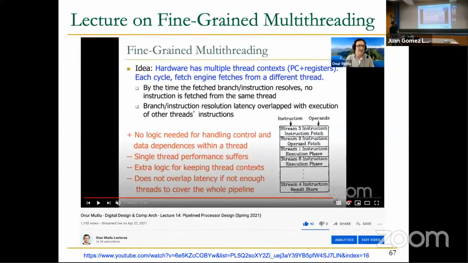You may be familiar with fine-grained multithreading already if you have taken introductory computer architecture courses, like for example, digital design and computer architecture. But if you need a recap or a refresher on the topic, I would recommend this lecture given by Professor Mutlu this past spring.